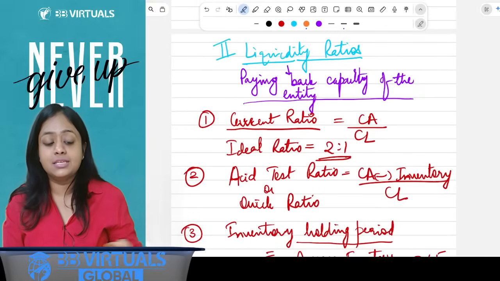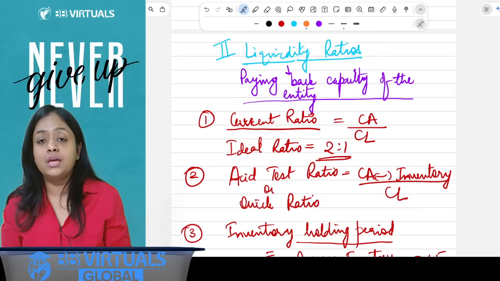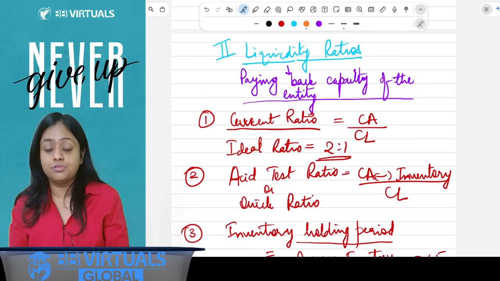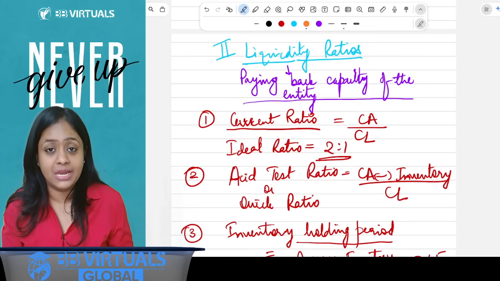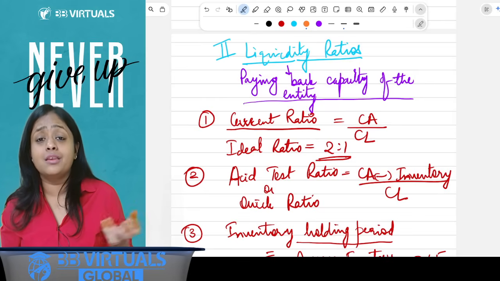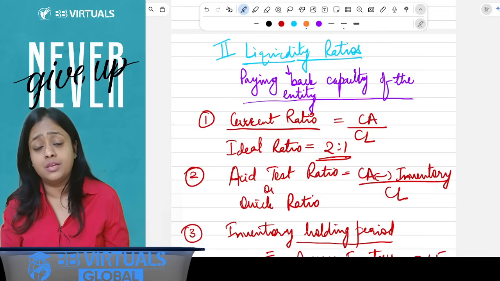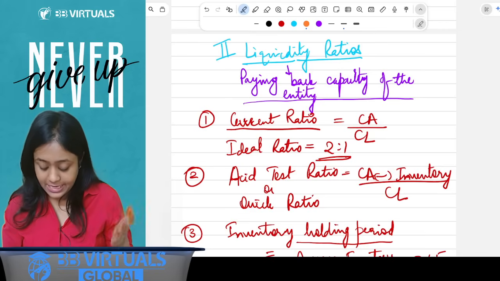The next set is liquidity ratios. Now, what are liquidity ratios? Liquidity ratios are those ratios that basically depict the paying back capacity of the entity. Basically it is related to the cash flow statement. So how good are the cash flows of the entity, or the funding, the paying capacity of the entity.